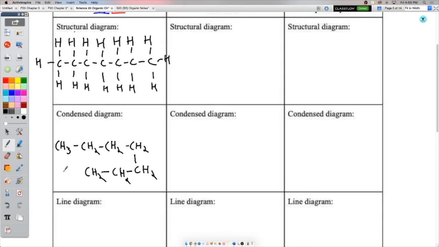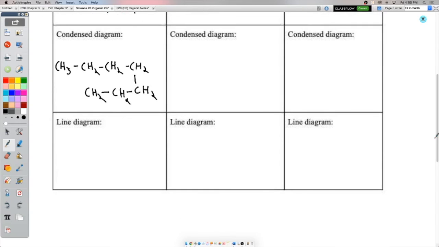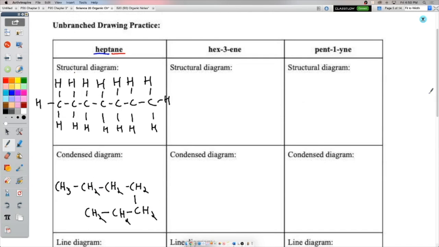Okay, now for the laziest option, the line diagram. Okay, so unless it asks you to draw the line diagram, you do need to draw the structural, but line diagram is good to know. So remember, at the corners and the ends is where you have carbons. So I need to have 7 carbons. That's step 1. So 1, 2, 3, 4, 5, 6, 7. Okay, double check my work because it can get hard to keep track. 1, 2, 3, 4, 5, 6, 7. There we go. And it's heptane, so I don't need to put any double bonds in or triple bonds. That's it. That's heptane. All right, hex-3-ene.